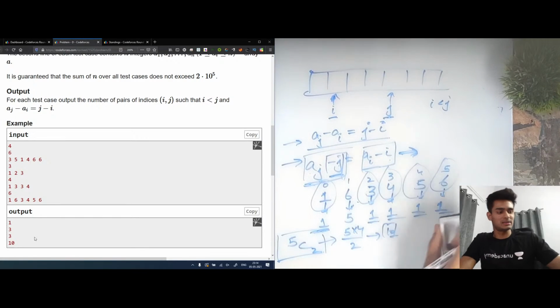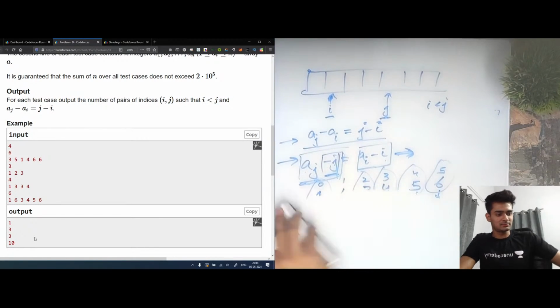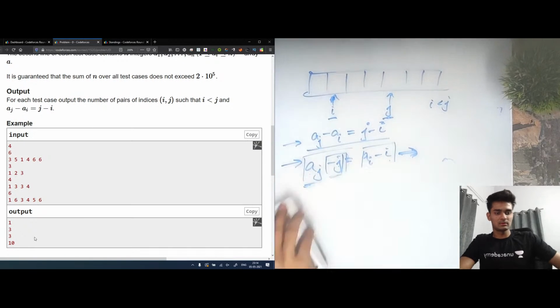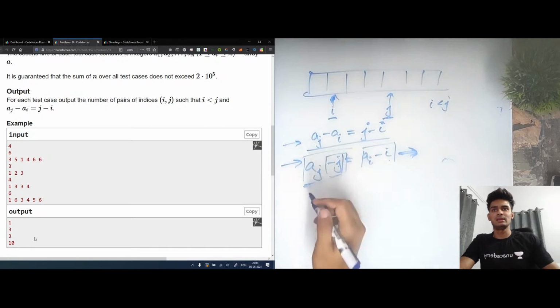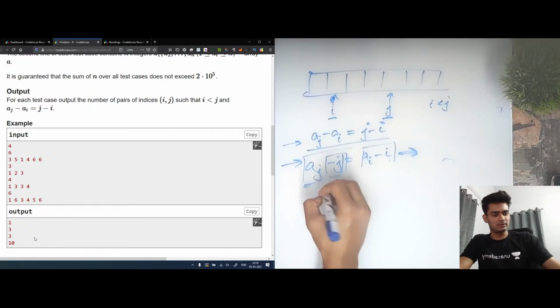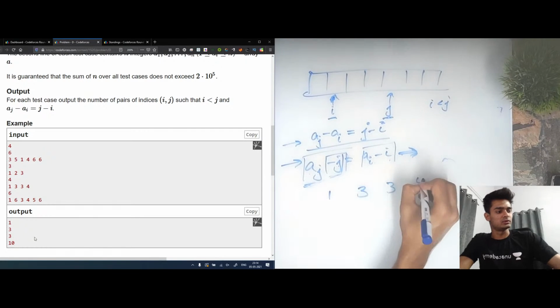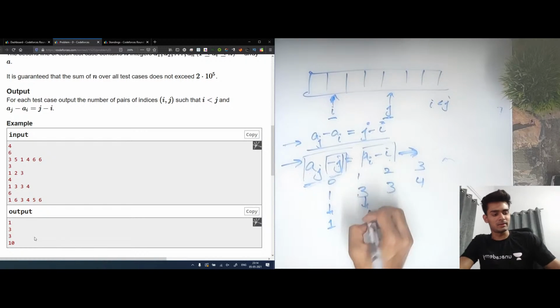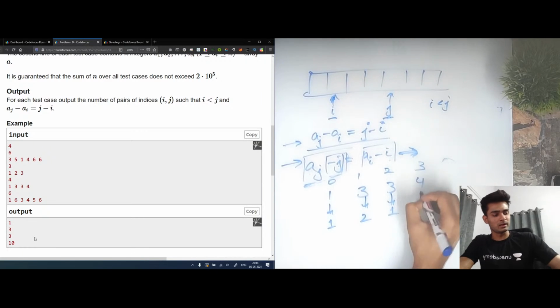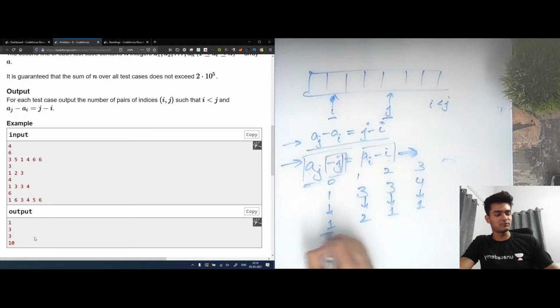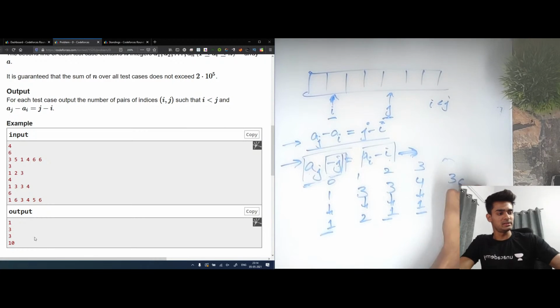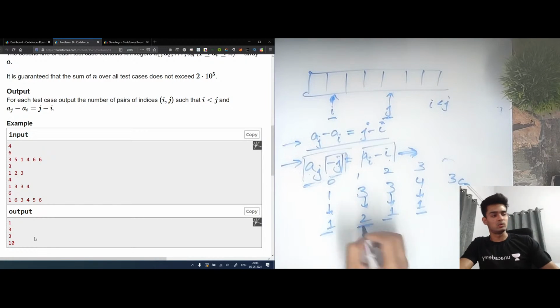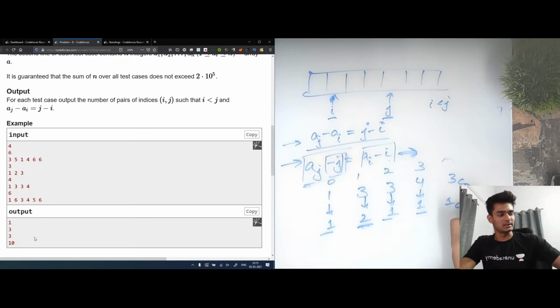Let's see some other example. Let's say we took the third example. We have 1, 3, 3 and 4. The indexes are 0, 1, 2 and 3. So 1 minus 0 is 1, 3 minus 1 is 2, 3 minus 2 is 1, and 4 minus 3 is 1. Now as you can see, we have 3 ones here. So we'll have 3c2, and then we just have one 2, which will contribute 1c2.